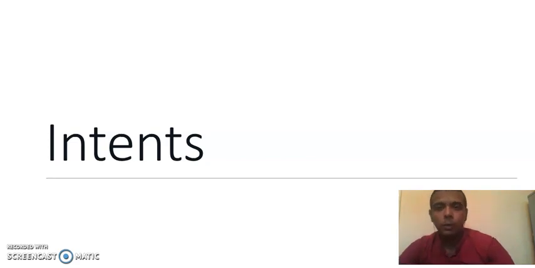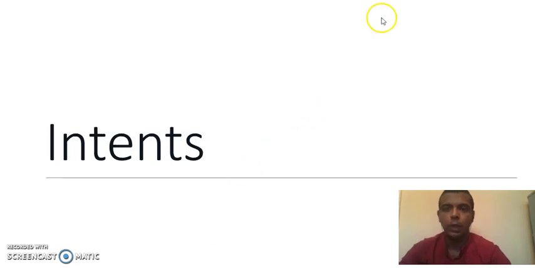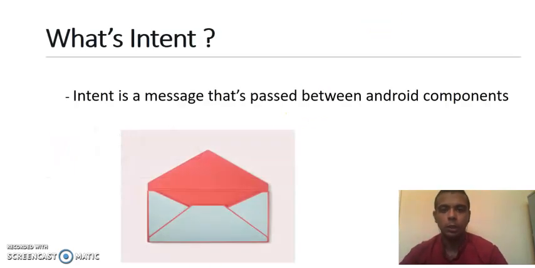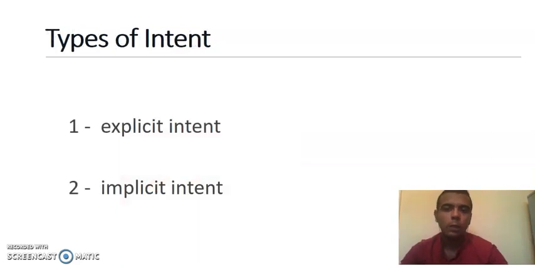We will talk about intent. So what is intent? Intent is like a message that's used between Android components. We know we have 4 components in Android: activity, service, broadcast receiver, and content provider. If we need to communicate from any component to any other component, we use intent. It's like a message.